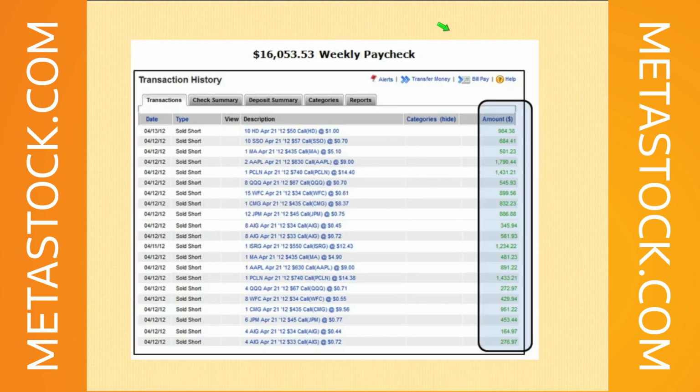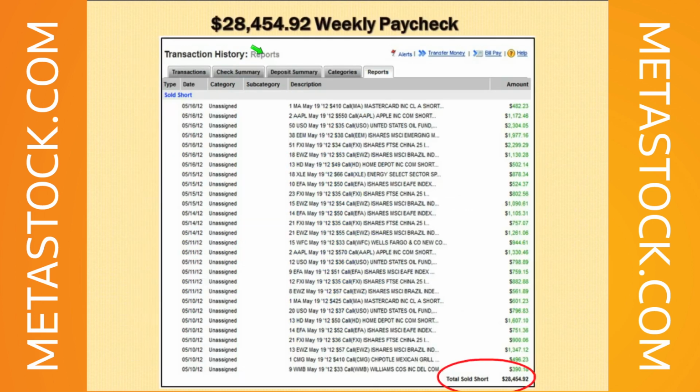So this week I collected $13,500 in cash. Here's another example of a 1 week period, and again, in this column it lists the cash that was credited to my brokerage account. This week I had over $16,000 in cash credited to my brokerage account. Here's another example. This week I had $28,000 in cash credited to my brokerage account.